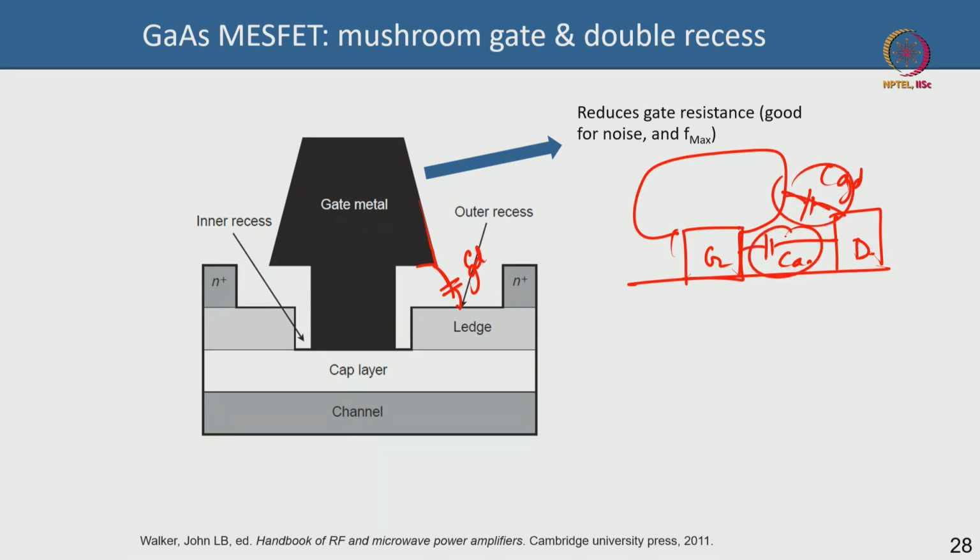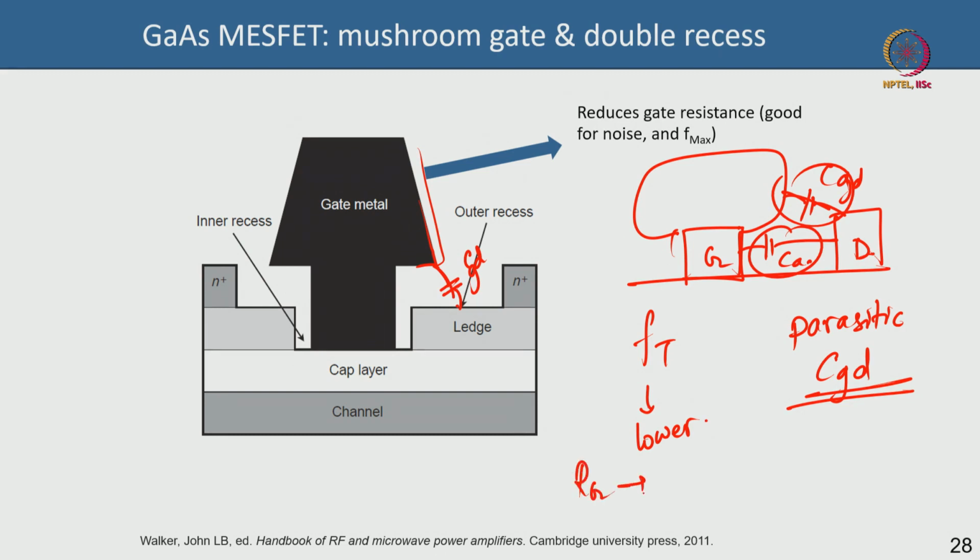So, any increase in the gate drain capacitance is an increase in the overall parasitic capacitance. So, you have an increased gate drain capacitance because of this head. And so your overall cutoff frequency, I will come to cutoff frequency, will suffer, it will become slightly lower, but your gate resistance also becomes lower, which helps in noise and which helps in the other cutoff frequency called F max. So, it is a trade off ultimately that you have to pay.